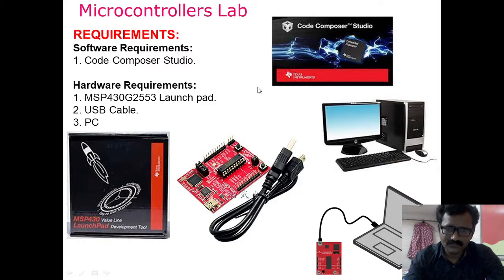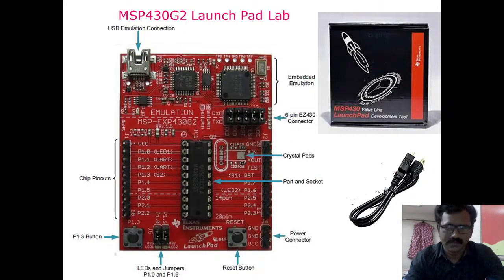Now we'll see what the microcontroller board contains. This is the microcontroller board. In this board you can see the MSP430 microcontroller. It is a 20-pin IC, with 10 pins on each side. This board has an onboard push button switch, which is an input device to the microcontroller. It is already connected to the port 1.3 pin.